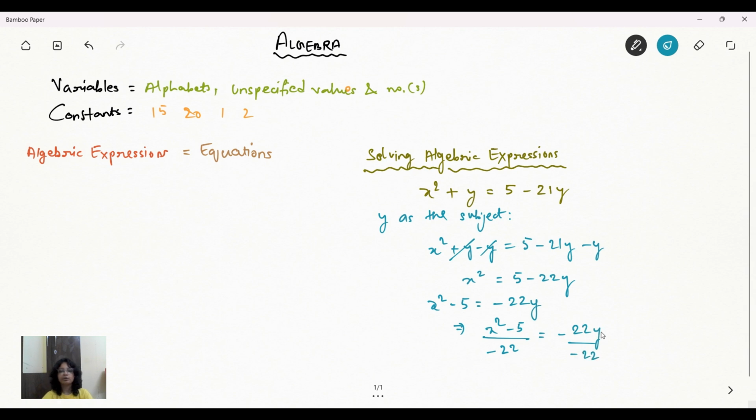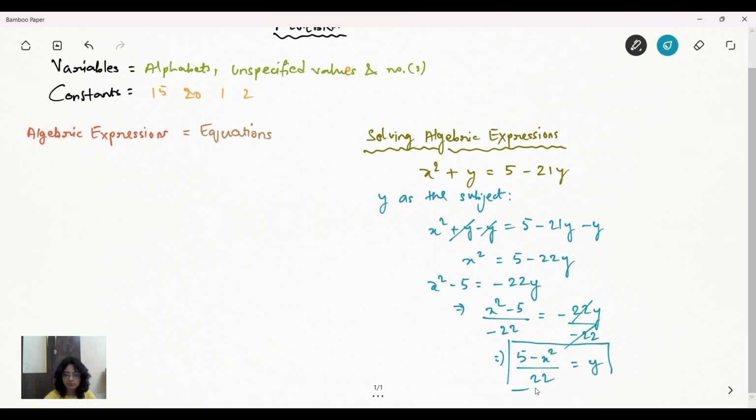Now, negative of 22y divided by negative of 22 becomes only y. And on this side, if we take the minus sign in common here, we get 5 minus x squared over 22 equals y. Clear? I hope it is clear. It will be clear to most of you. Okay. So this is how you solve algebraic expressions.